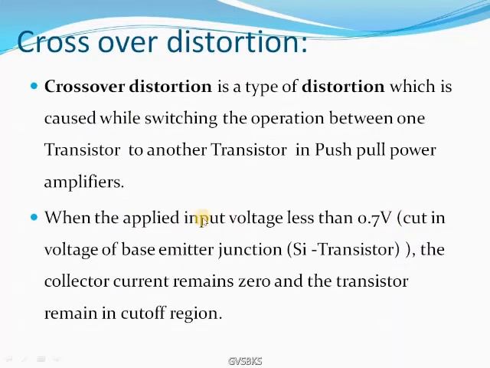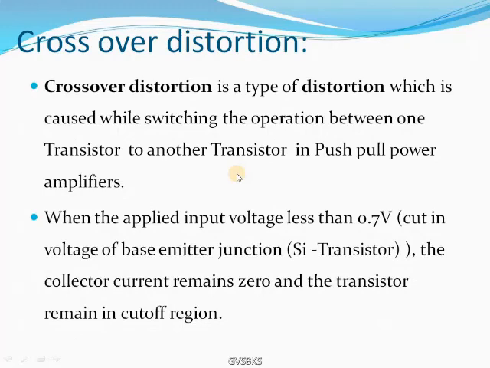The crossover distortion occurs in both types of class B amplifiers. The crossover distortion is a type of distortion which is caused while switching the operation from one transistor to another transistor in push-pull power amplifiers. In a push-pull power amplifier, we have two transistors. While switching the operation from one transistor to another, this type of distortion will occur.